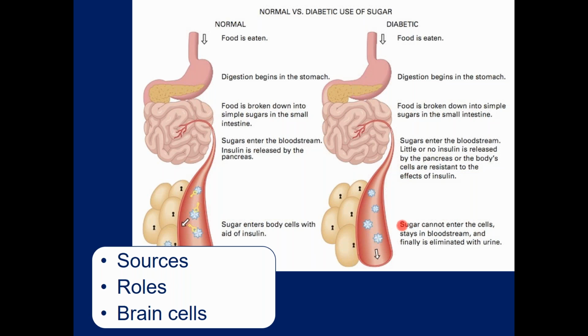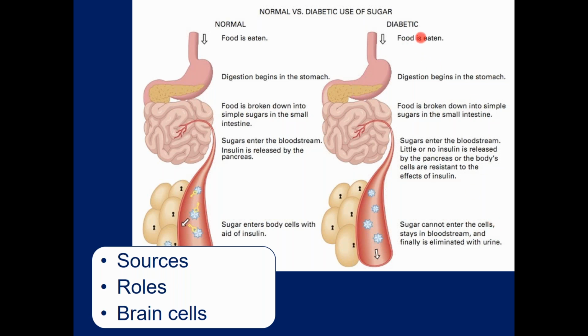So we get down a little bit further and we see that since no insulin has been released, that sugar can't get into the cell. Some of that sugar gets eliminated in the urine. A lot of that sugar just maintains in the bloodstream, and the cells aren't getting any of it. So you want to know what message those cells send off? Hey, we're starving down here. You need to feed us. We don't have enough sugar.